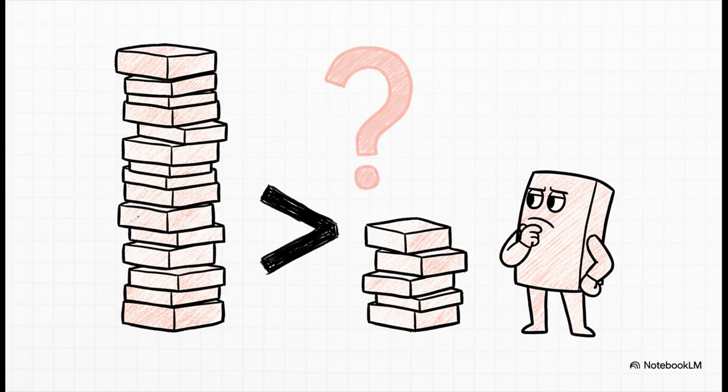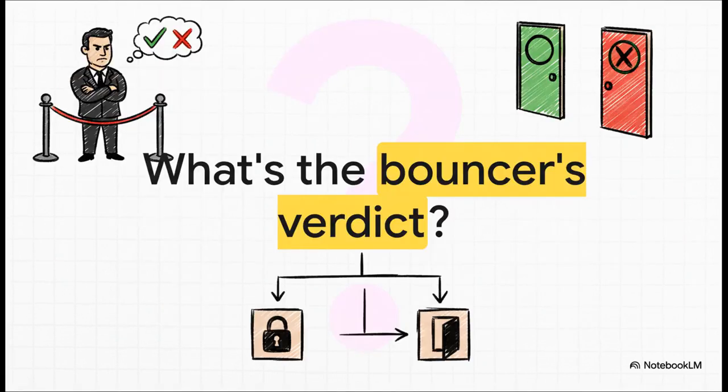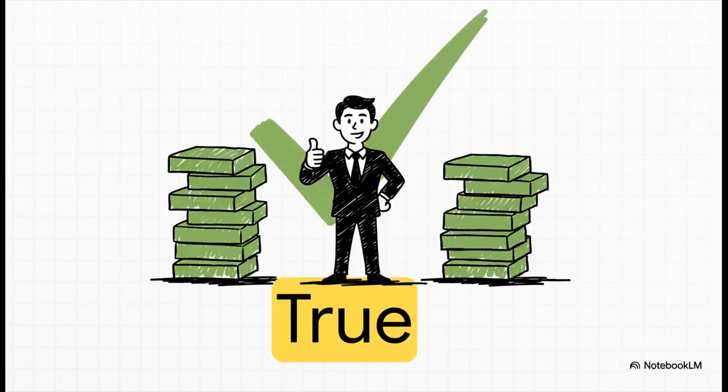All right, let's put our bouncer to the test. Here's its first job. Check if 100 is greater than 99. So what do you think? What's the bouncer going to say? Is it a yes or a no? What's the one and only possible answer here? You got it. True, of course. 100 is greater than 99. The bouncer checks the ID. It's valid. The verdict is true.